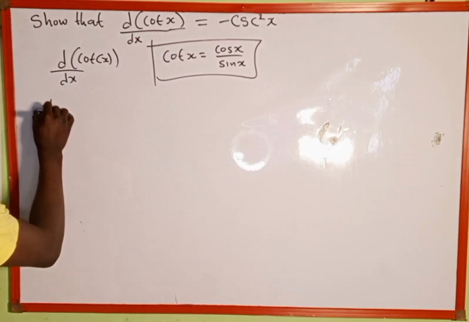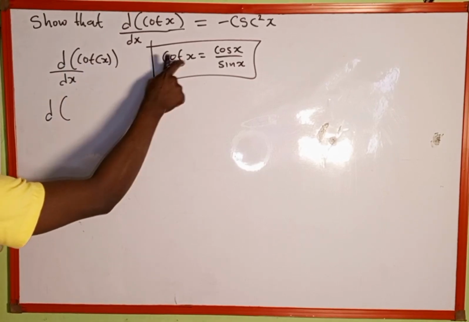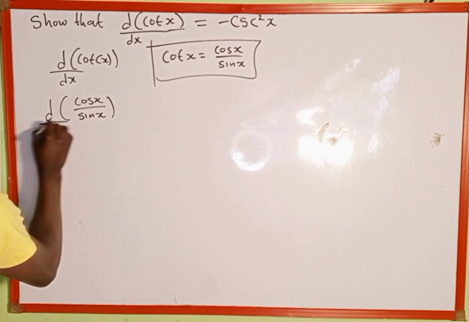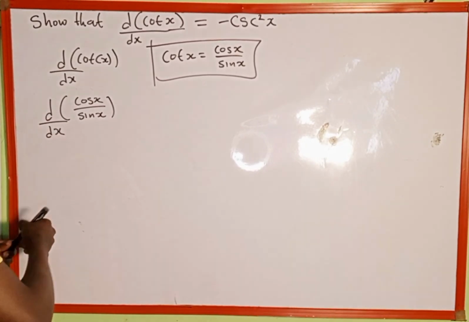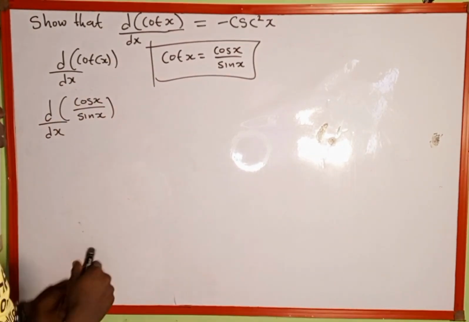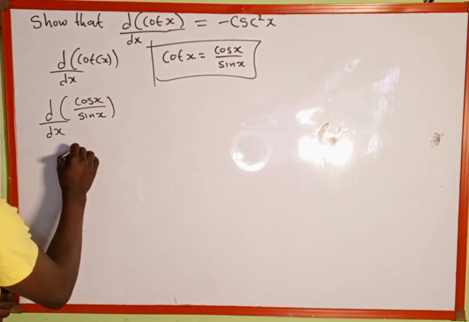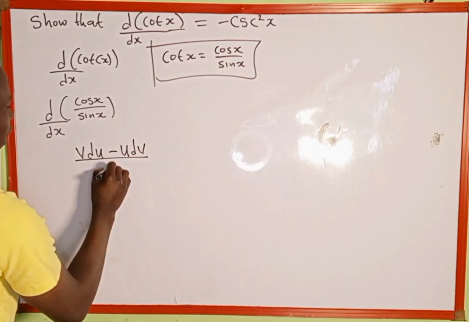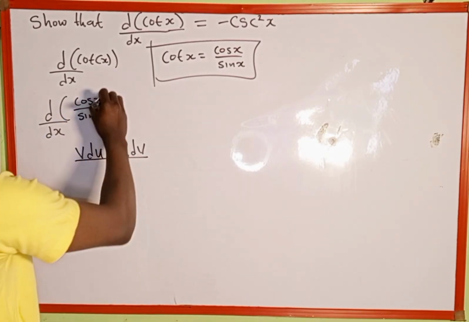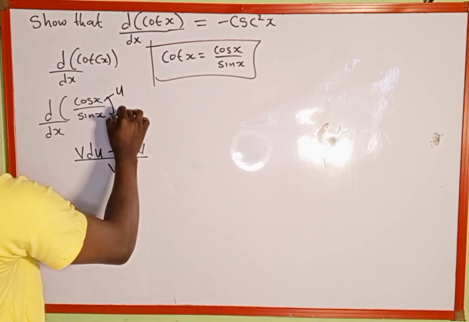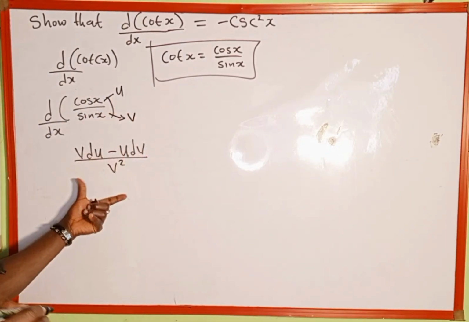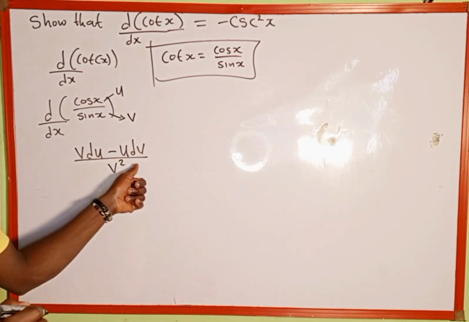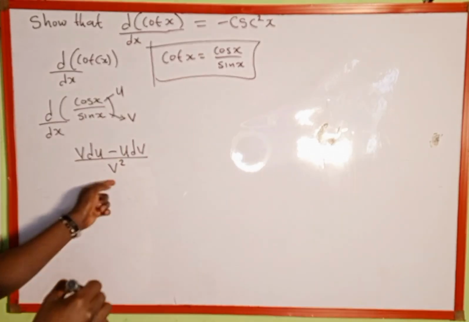So this is going to be equal to the derivative of cosine x all over sine x, with respect to x. What do you notice here? This is a fraction, so we're going to use the quotient rule. We recall the quotient rule formula, which is v du minus u dv all over v square. So we let the up one be u, and the down one be v. This formula implies we write v multiplied by the derivative of u minus u multiplied by the derivative of v, all over v squared.